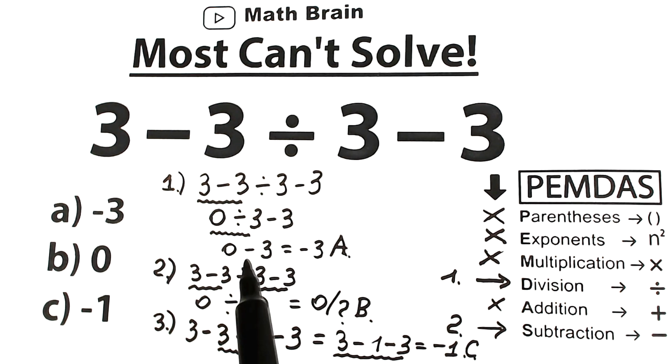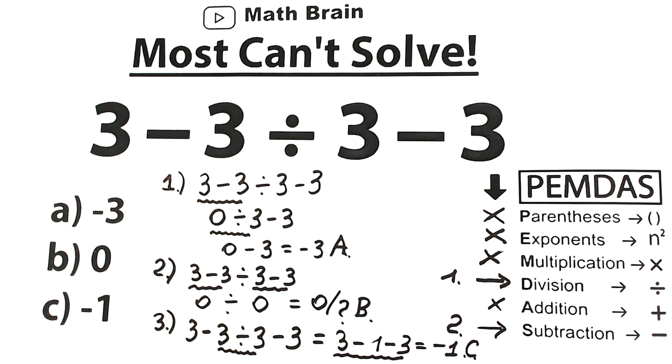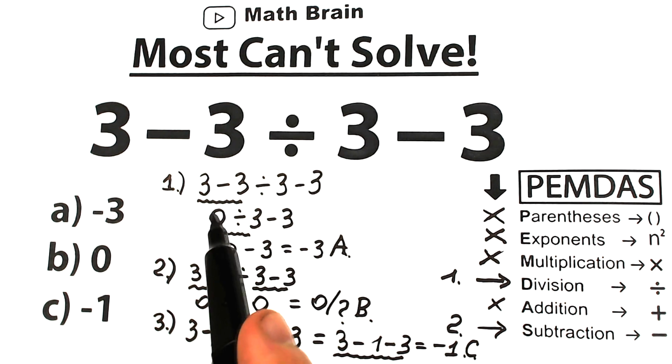Let's look, for example, at this option A. This is a very weird solution, because as you can see right here, subtraction, division, subtraction, this is a very bad order of operations, because subtraction always comes after division. We can easily see it right here. So this is a wrong solution.